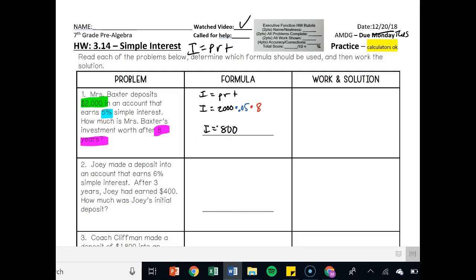$800. But that is not the correct answer because it asks for how much is her investment worth. The entire investment is worth the initial principal, $2,000, plus the interest she earns. So it's worth $2,800. Okay. If I just asked you how much was her interest, then 800 would be your answer. But I asked you how much the entire investment was worth.